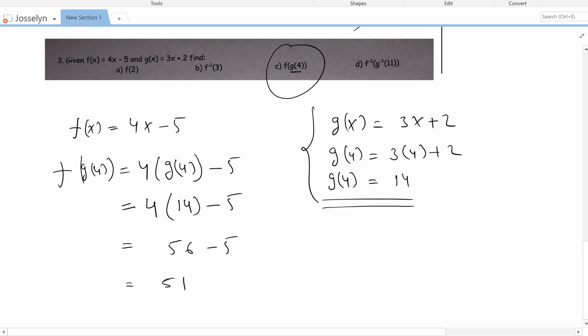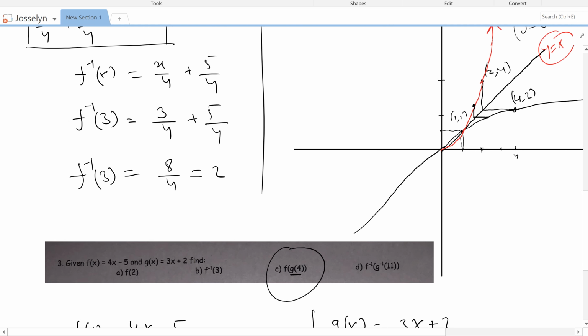So f of g of 4. Any doubt, any question, Josselyn? Not yet. This all makes sense. Alright, now next thing is g inverse 11 and then f inverse of the whole thing. Now we already know what is the f inverse. F inverse is this function.